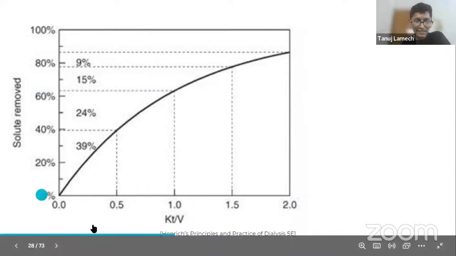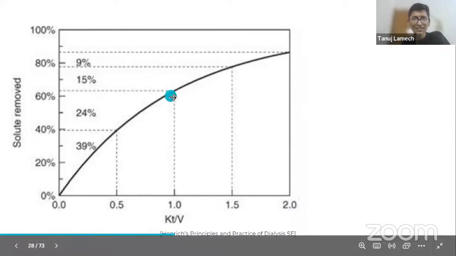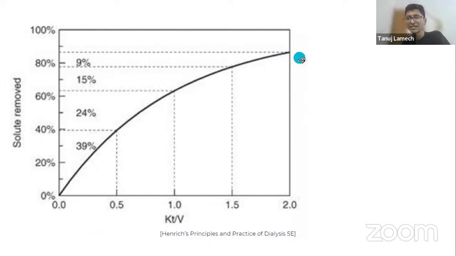The thing is, once I double this from 1, if I go to 2, it doesn't mean that the amount of urea I've removed also doubles. Because by the time I get to 1, I've already cleared 60%. So there's very little left. So doubling the amount of clearance does not actually double the amount of urea removed because most of it is already gone. There's very little left. So the incremental benefit of increasing the amount of dialysis in terms of urea removal is actually less.